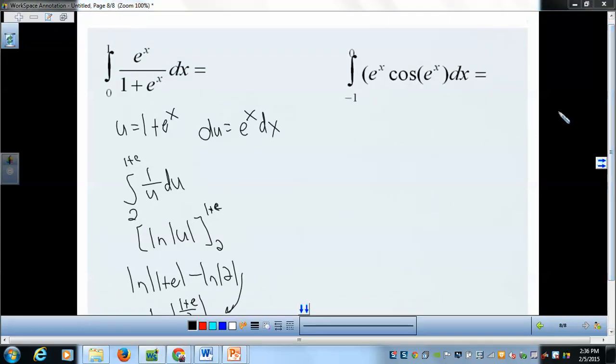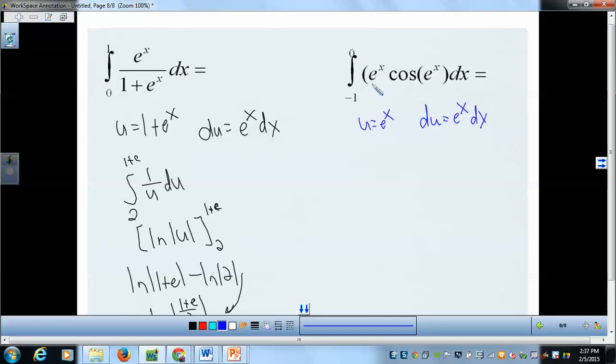So let's take a look at this problem. Once again, what I'd like you to do is pause the video, attempt this on your own, and see how you do. Okay, let's work through this and see how your work compares to my work. Once again, we have two e to the x's. I'm going to pick the e to the x that's right here, which is in another function. So I'm going to let u be e to the x, and then the derivative of u is going to be e to the x dx.